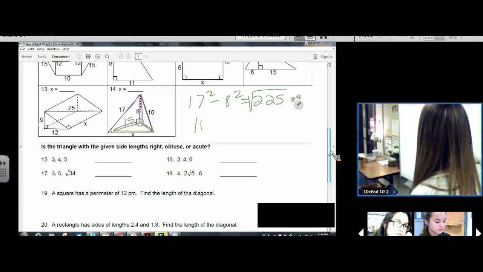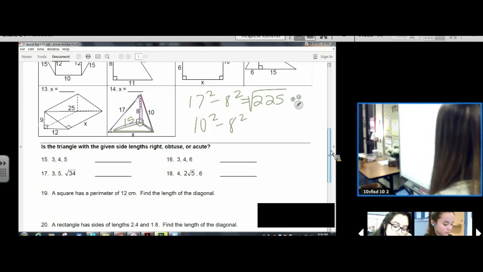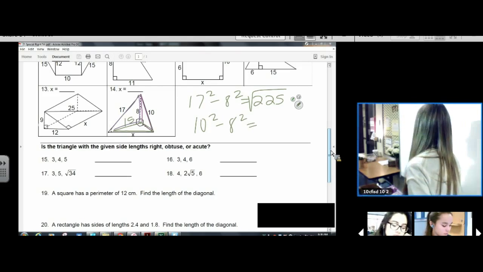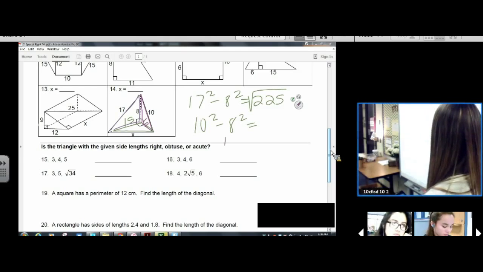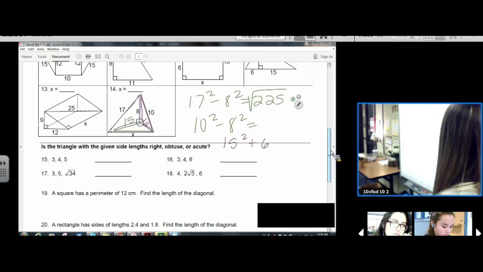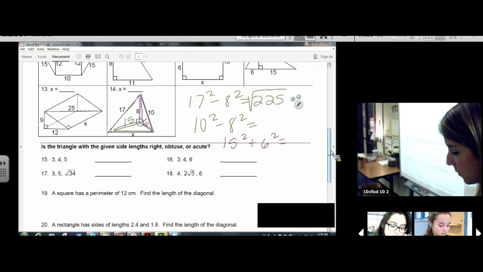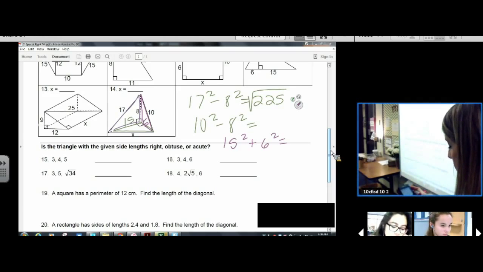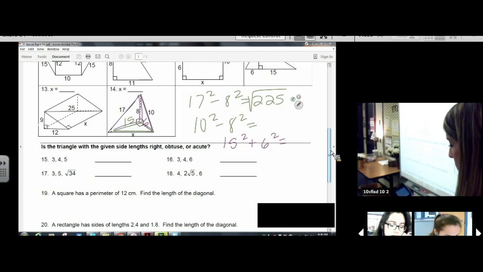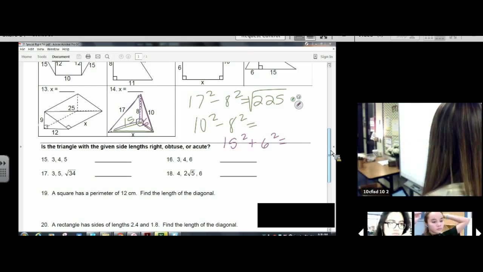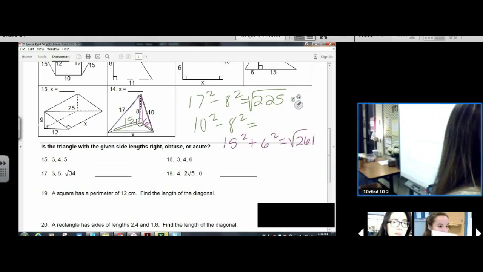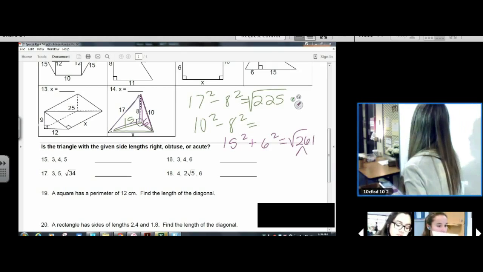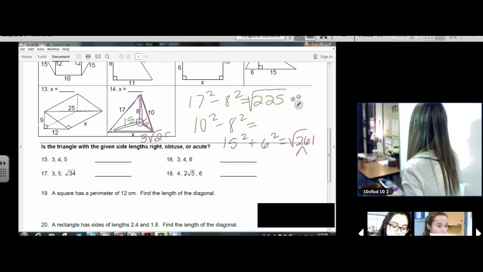And then if I do 10 squared minus 8 squared, 36, and the square root of that is 6. And now I'm doing Pythagorean theorem one more time. 15 squared plus 6 squared, 261. Oh, that one's not pretty. So you factor tree the 261 and you get 3 radical 29.